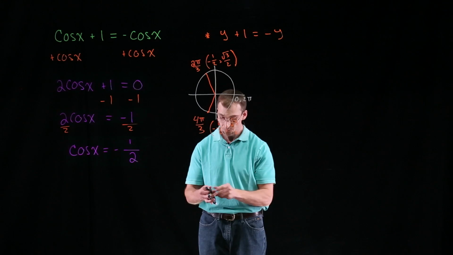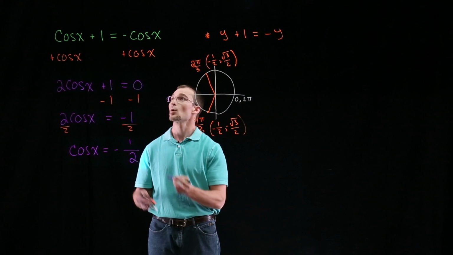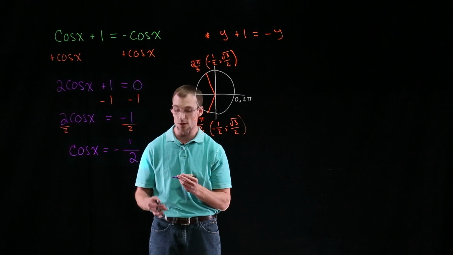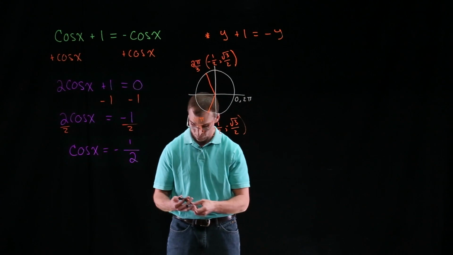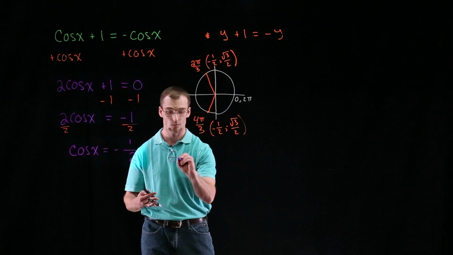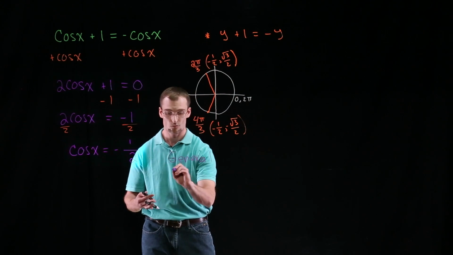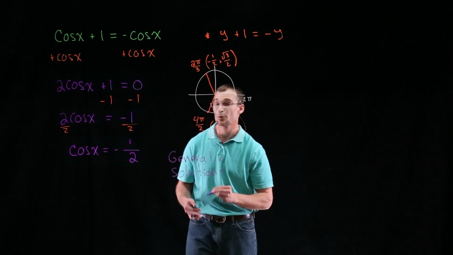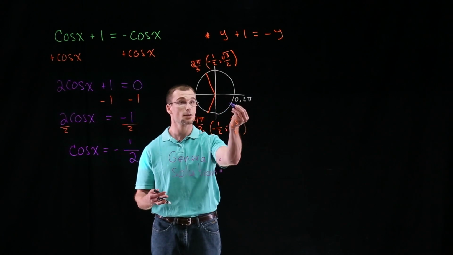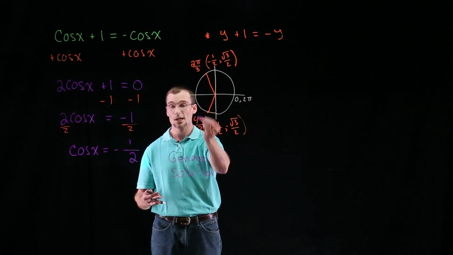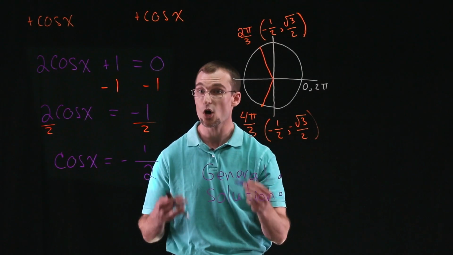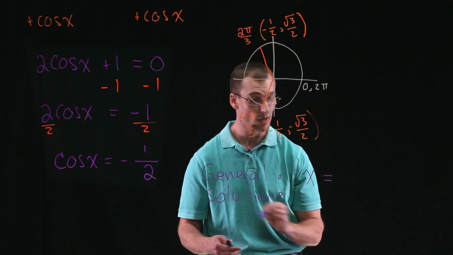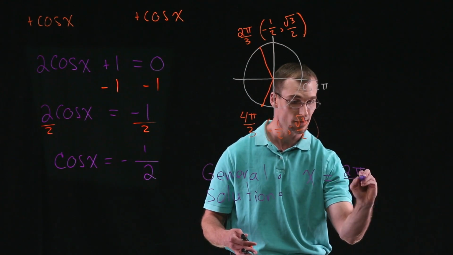So what do we do with this? Well, first off, when we're trying to solve the equation, if there's no restrictions on the angle, then that means what we're looking for is a general solution. Meaning, if we were only looking for angles, say, between 0 and 2 pi, then 2 pi over 3 and 4 pi over 3 would be good enough. But we're looking for all possible angles. So what we're going to have is the angle x equal to 2 pi over 3.